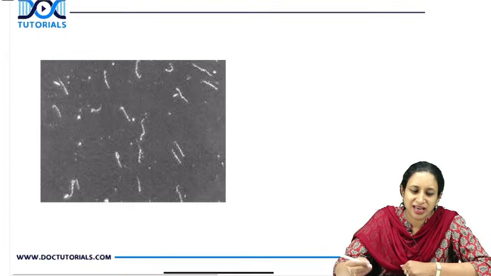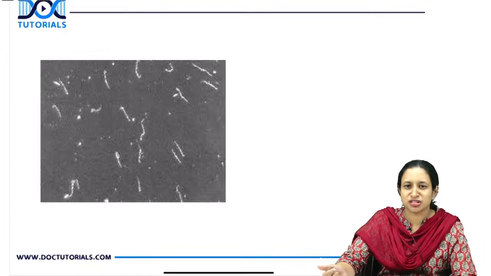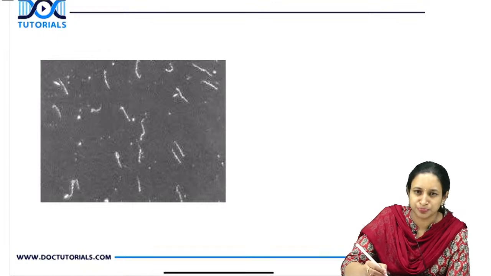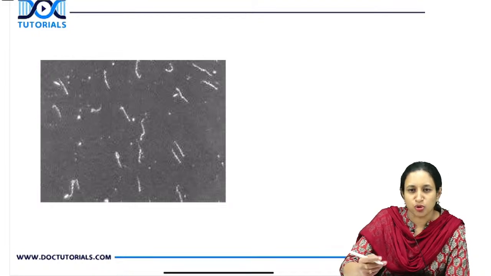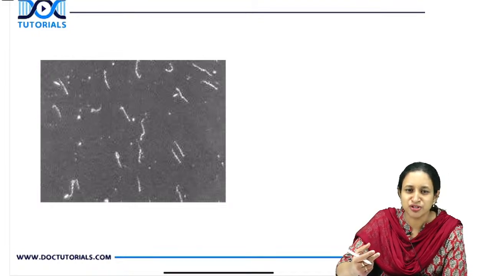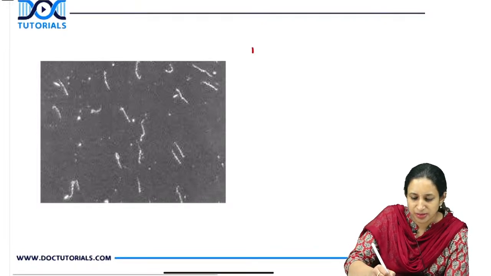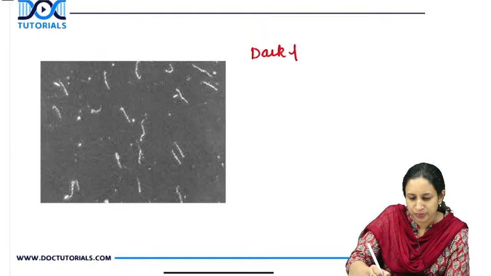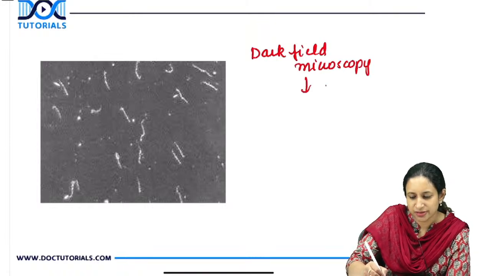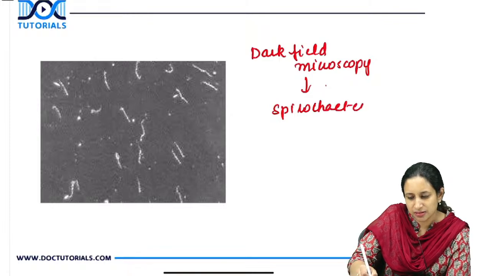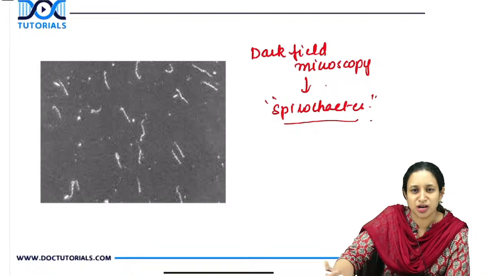Can you identify the type of microscopy that you see? What is this type of microscopy that you see here? So what are we trying to demonstrate in this image? It is what is known as dark field microscopy, where you are actually demonstrating spirochetes. So this could be Leptospira, which is in fact what you can identify by dark field microscopy.